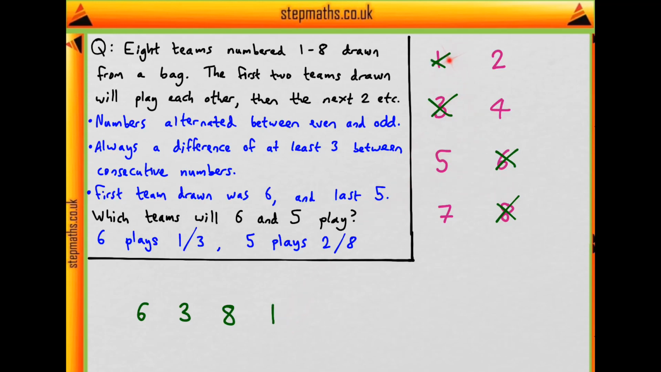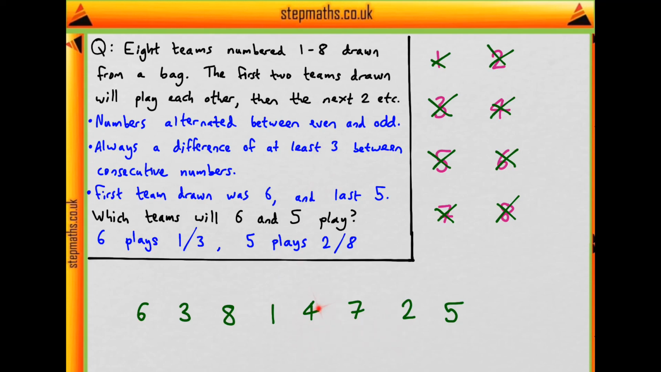Where can we go from 1? So the only even numbers left are 2 or 4. 2 is too close, but 4 is far enough away. Now where can we go from 4? The only one that's far enough away is 7. And then from 7, we can go to 2, and from 2 to 5. So we formed this set using all the rules, and we've not broken any.